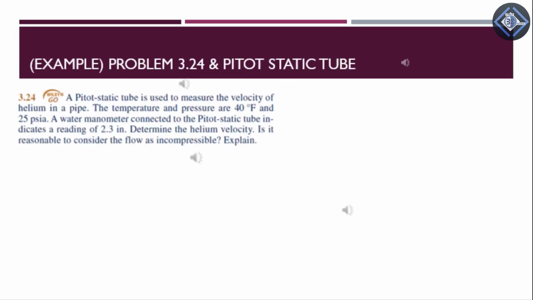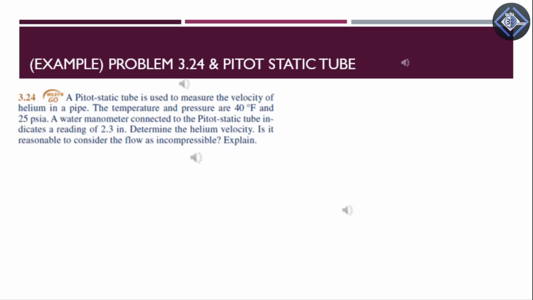So as an example, we see problem 3.24 from our textbook. The problem statement is also on your screen. It goes like: a pitot static tube is used to measure the velocity of helium in a pipe. The temperature and pressure are 40° Fahrenheit and 25 psia. A water manometer connected to the pitot static tube indicates a reading of 2.3 inch. Determine the helium velocity. Is it reasonable to consider the flow as incompressible?